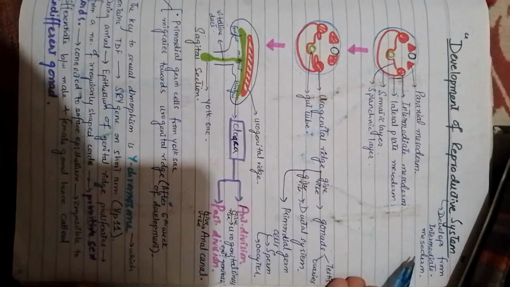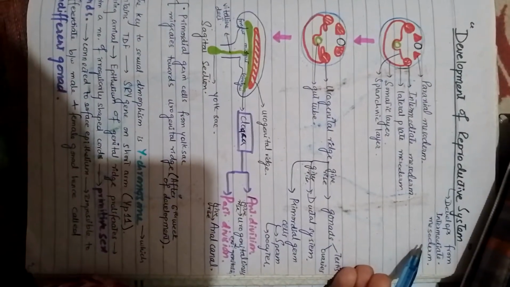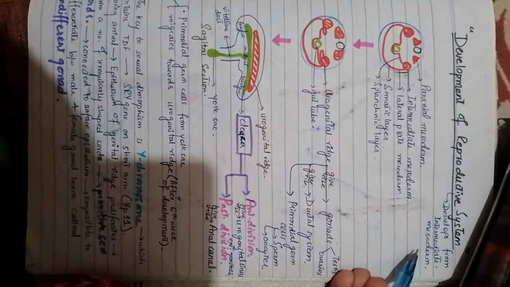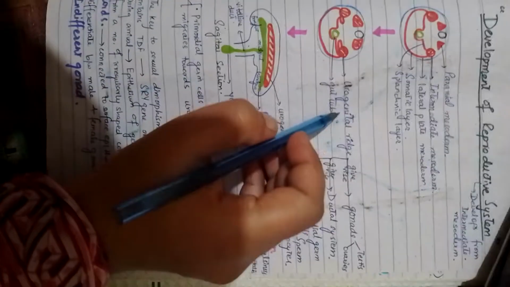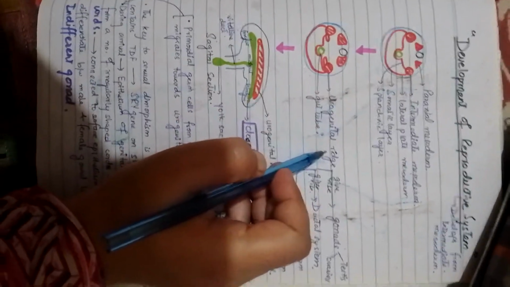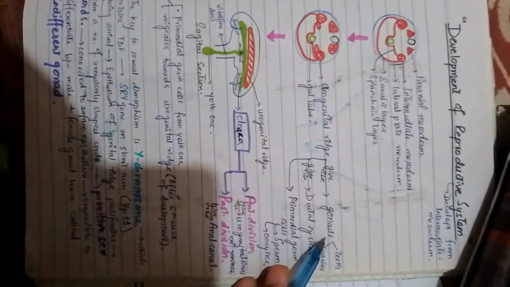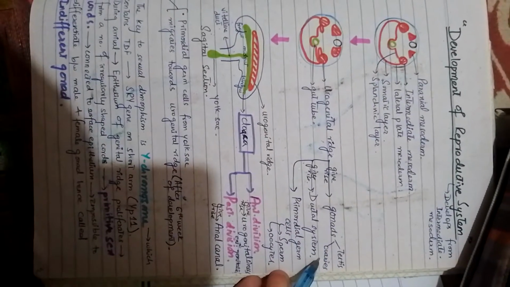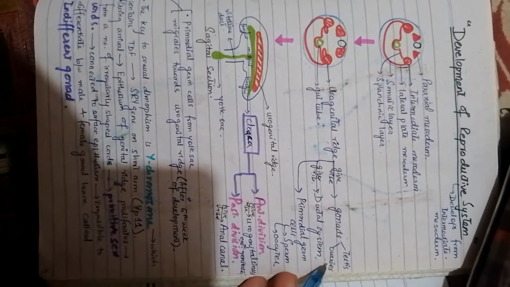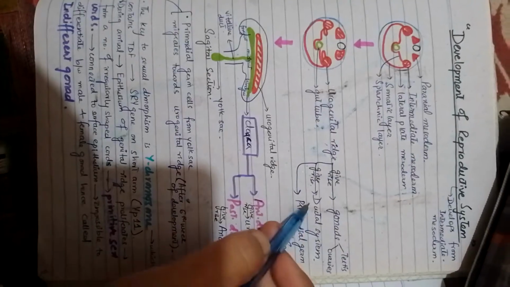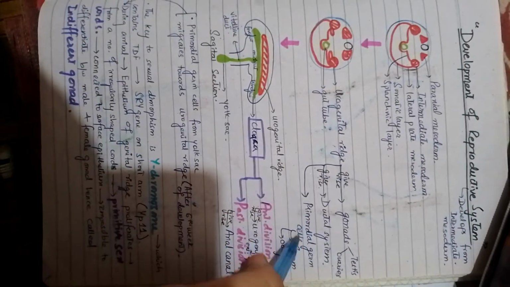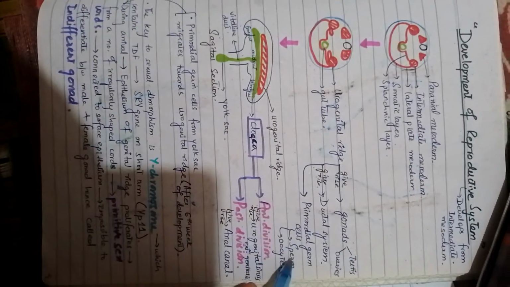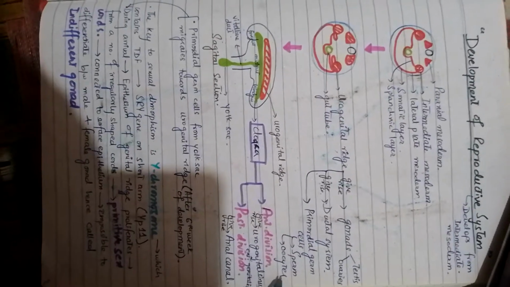Now cellular and molecular changes occur in the intermediate mesoderm and the urogenital ridge is formed. The urogenital ridge gives rise to the gonads, which form the testes or ovaries, testes in males and ovaries in females. It also gives rise to the ductal system, and to the primordial germ cells, which form the sperm in males and oocytes in females.